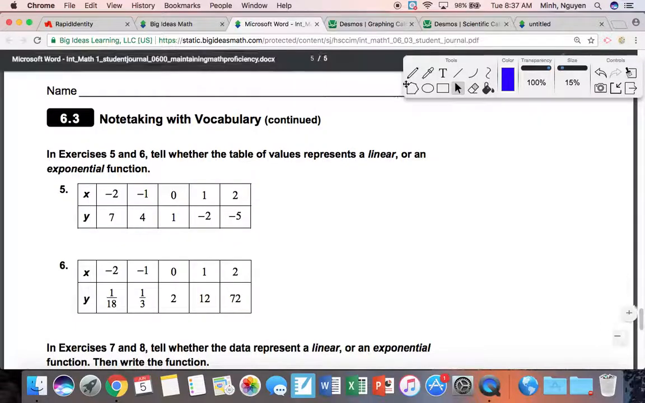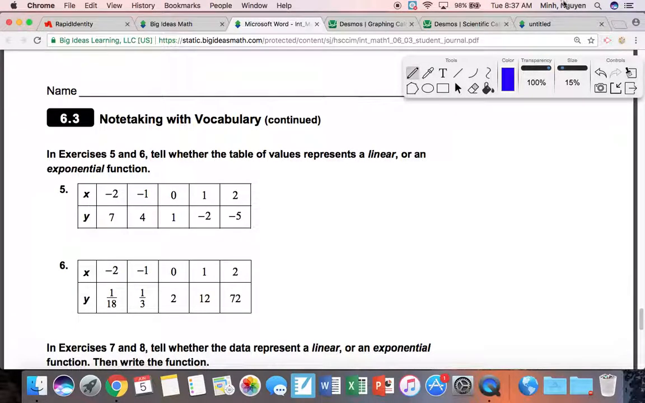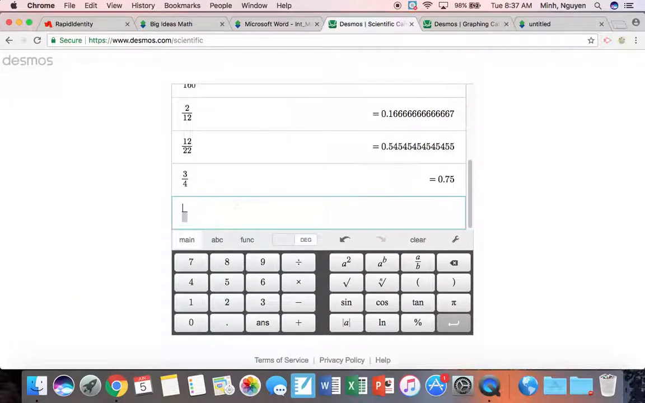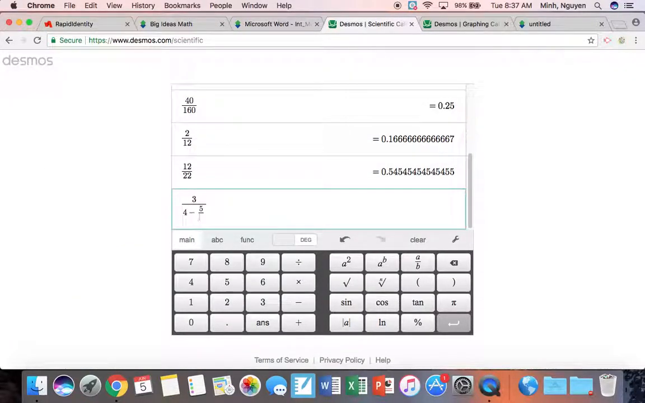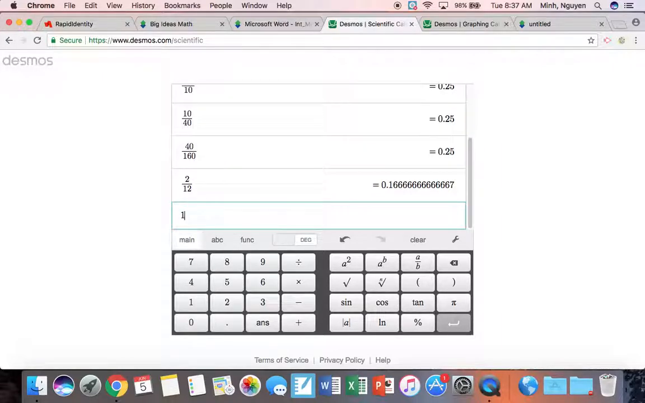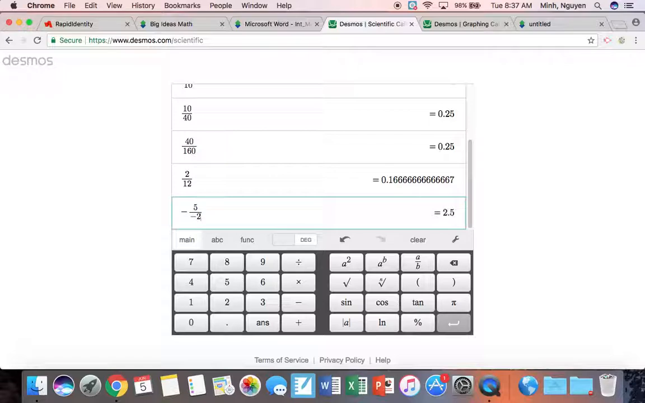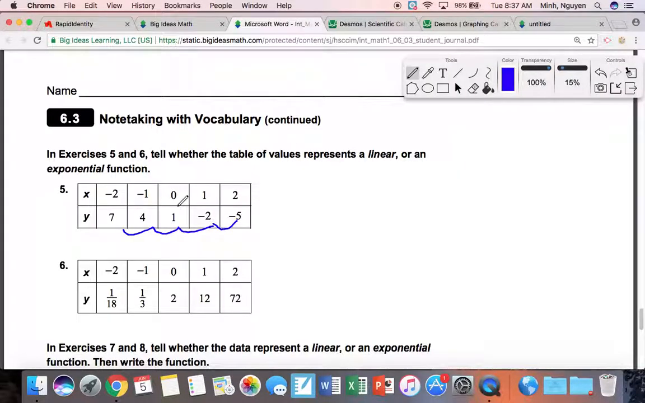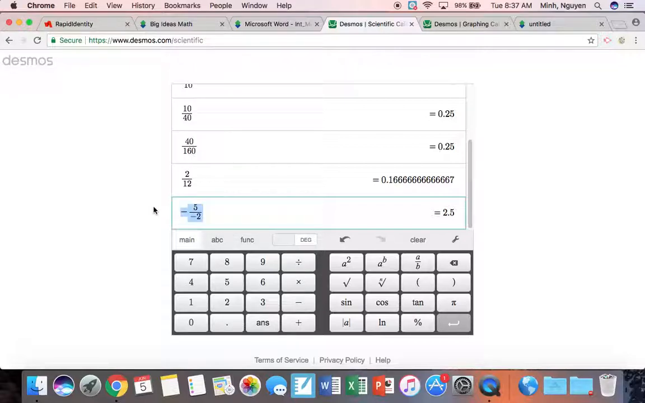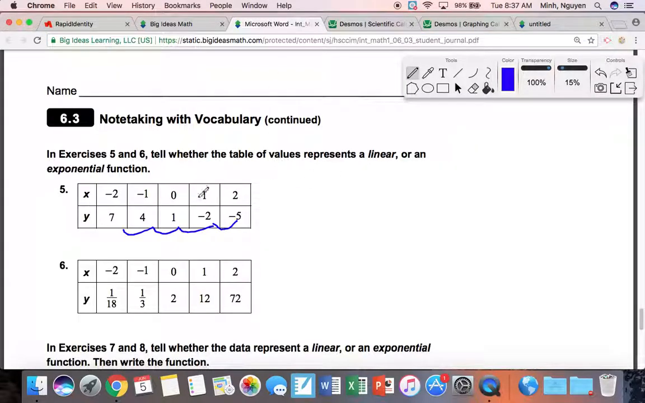Table of values represents a linear or exponential function. So as a reminder, if it's exponential, if we keep dividing the y values, we will get a constant. So negative 5 divided by negative 2, 2.5. So when I divide negative 2 and positive 1, I expect to get 2.5. So negative 2 divided by 1, that's negative 2. So it's definitely not exponential. And if we look at this, 7 to 4 minus 3, 4 to 1 minus 3, you're subtracting by the same amount, so it's linear.